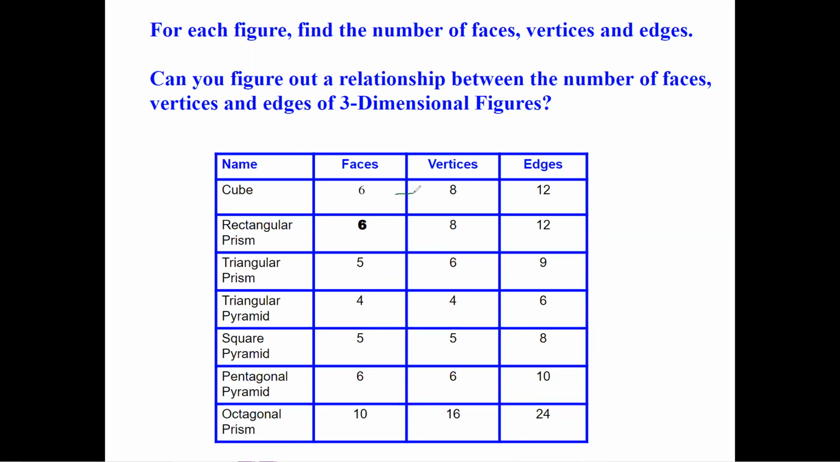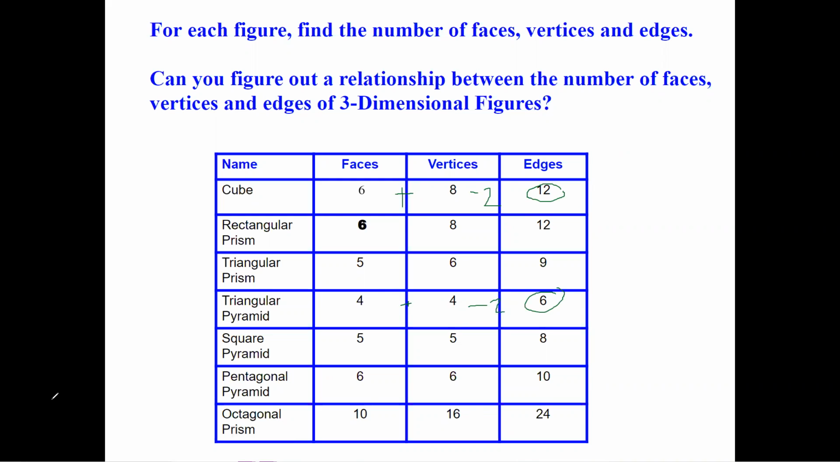So if you were to add the faces and the vertices together, and then subtract 2 from that, you're going to get the number of edges. So try that out. 4 plus 4 gives me 8. 8 minus 2 gives me 6. And that's the number of edges. Try it out for a few more problems.